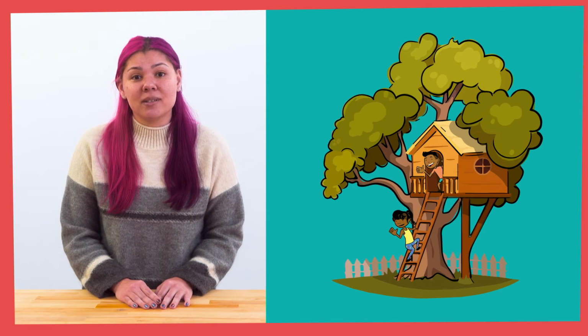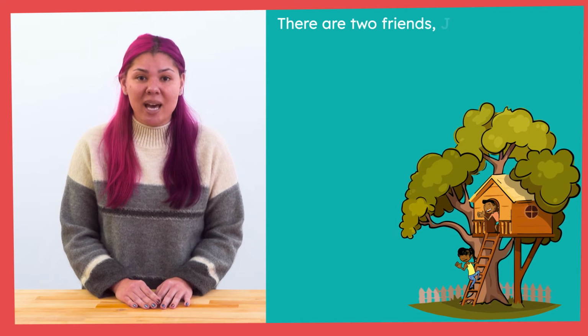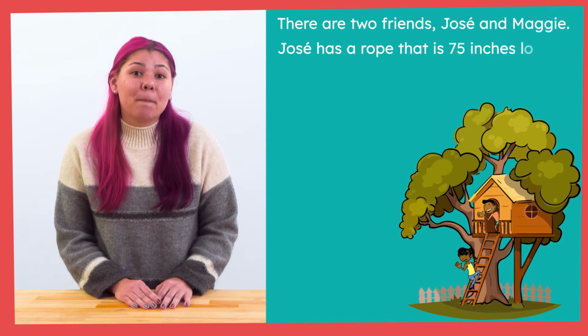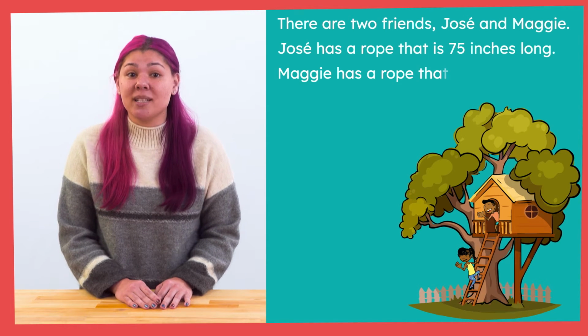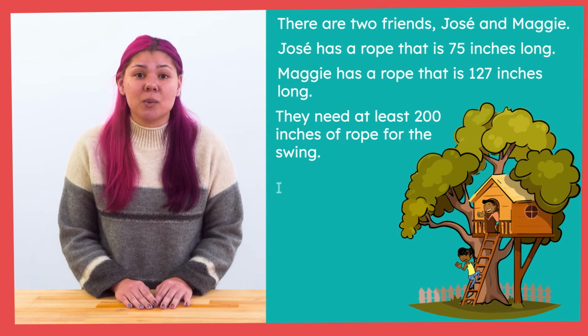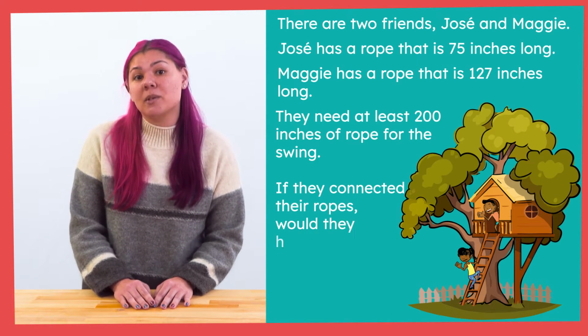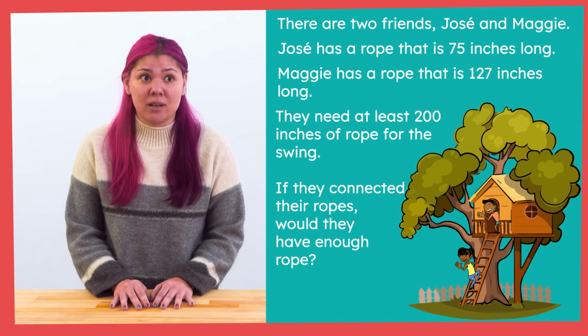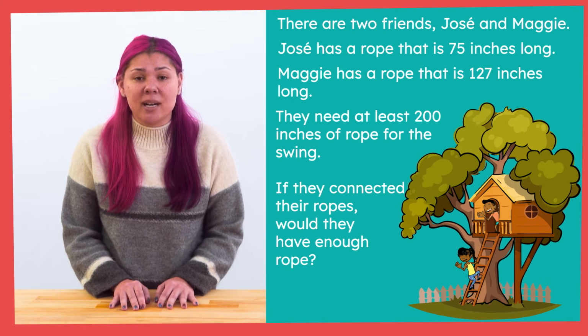Today, we're going to look at a problem where 2 friends are trying to make a swing for their treehouse using rope. There are 2 friends, Jose and Maggie. Jose has a rope that's 75 inches long. Maggie has a rope that is 127 inches long. They need at least 200 inches of rope for the swing. If they connected their ropes, would they have enough rope? I know that's a lot of information, so let's break it down into parts and organize it.